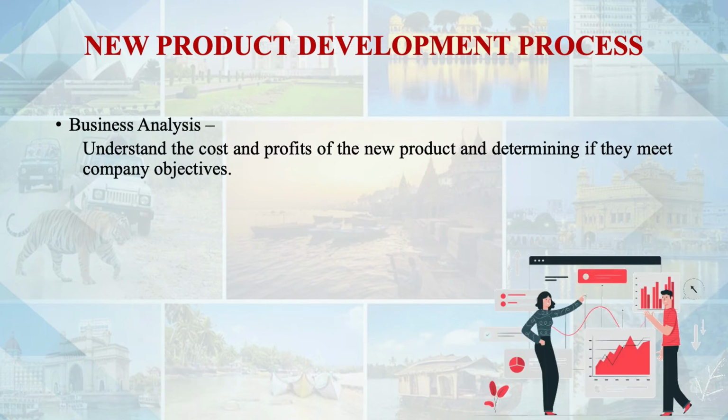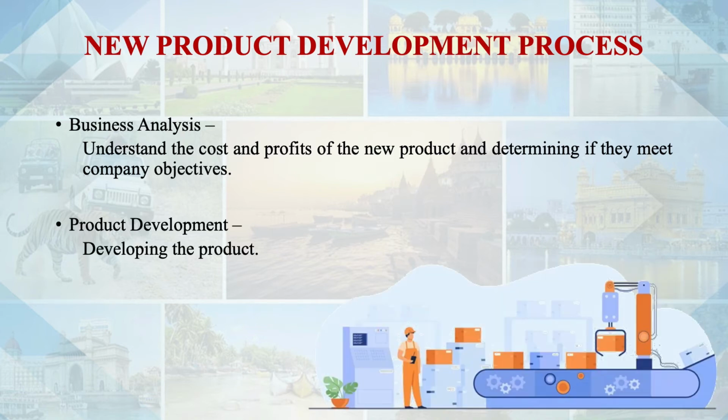The fourth is the business analysis. That means understand the costs and profits of the new product and determine if they meet the company's objectives, mission, vision and goals. Then the fifth is the product development. That means developing the product. Here the production phase starts.